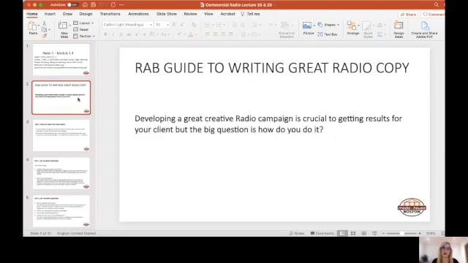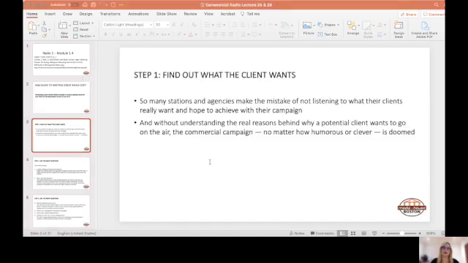Right, so developing a great creative radio campaign is crucial to getting results for your client. But the big question is, how do you do it? And that's where we're going to start. So what we're going to work through is a 10-step plan that will help you by guiding you through the challenges, the demands, and the pitfalls of the copywriting process. Don't be afraid to use radio's creative potential to the fullest and to take the time needed to create great sounding and brilliant campaigns, okay?